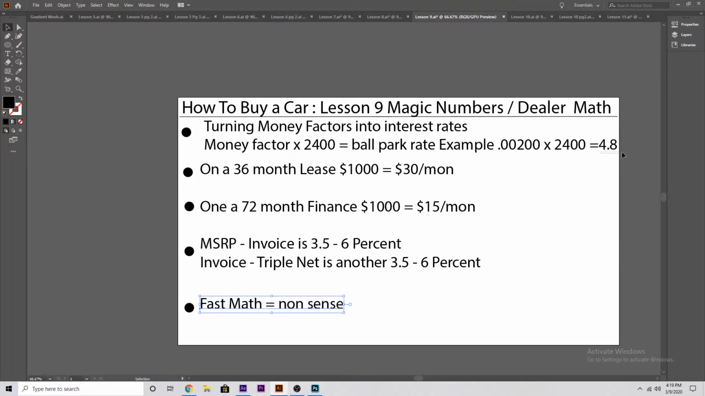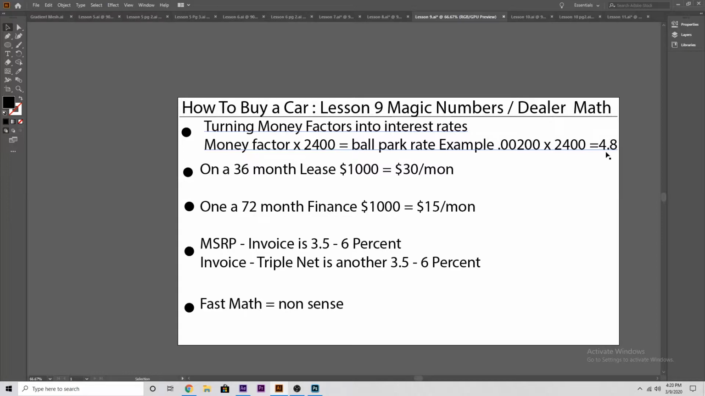Again, it's not an exact interest rate, but it's very, very close, and it will give you a ballpark to say, hey, am I paying 1% on this lease, or am I paying almost 5% interest on this lease? So this is a super well hidden number. This is something salespeople don't generally know about. This is more of a manager piece of information, guys.